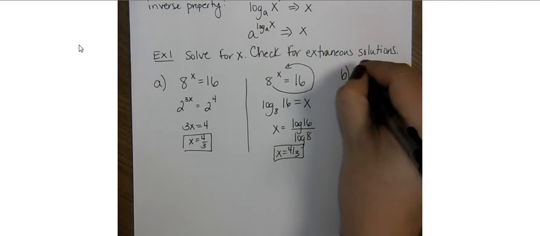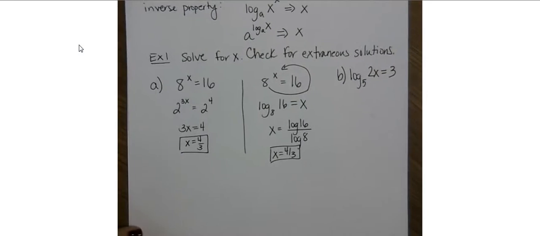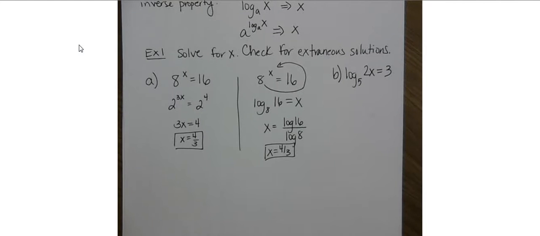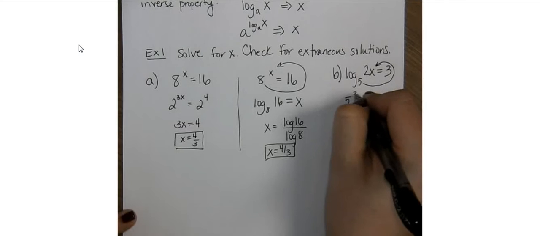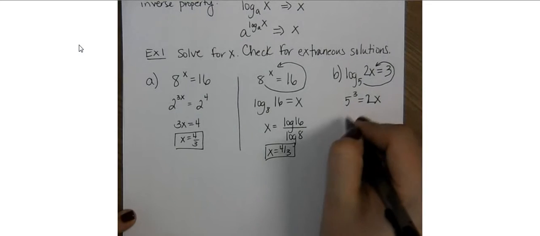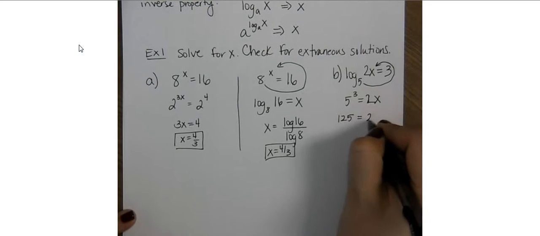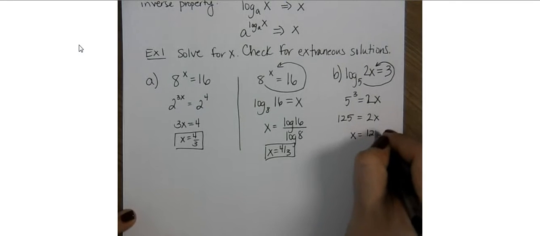So we have log base 5 of 2x equals 3. Looking at this, there's really nothing else to do. I've isolated the log already. So at this point, I want to go ahead and convert. I'm in log form, so I'm going to convert it to exponential form. This gives me 5 cubed equals 2x. So 5 cubed is 125, and that's equal to 2x. If I divide both sides by 2, I get x equals 125 over 2.